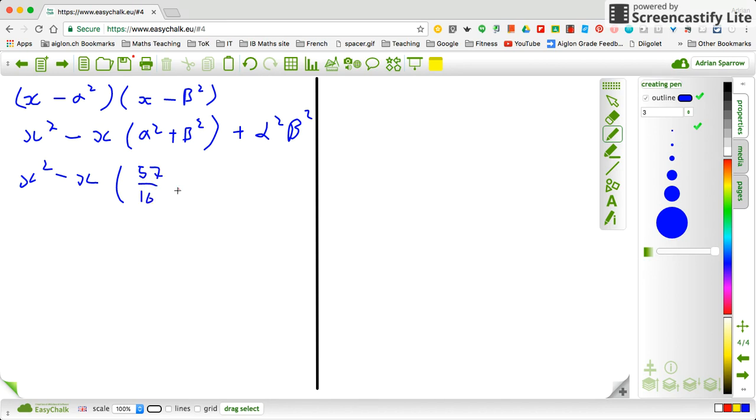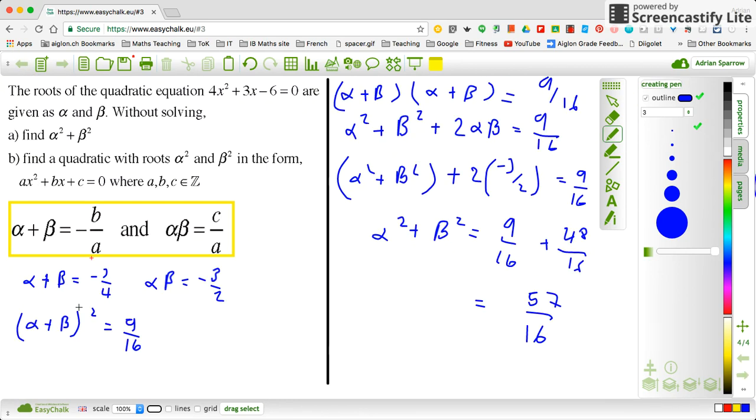And this alpha squared beta squared, well, that can be written as alpha beta all squared. Alpha beta all squared, I think I've already got that down somewhere. Well, I've got alpha beta. If I square it, I have 9 over 4.